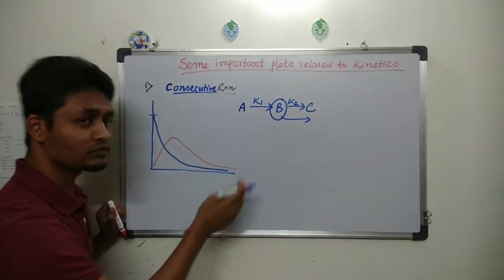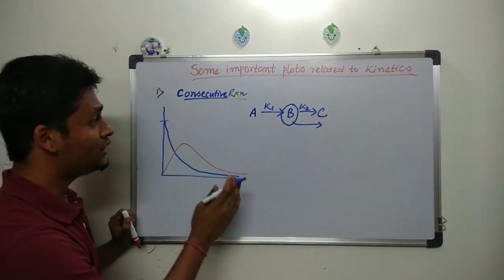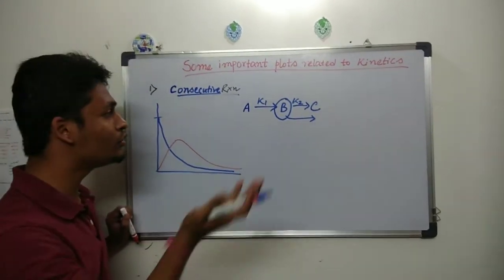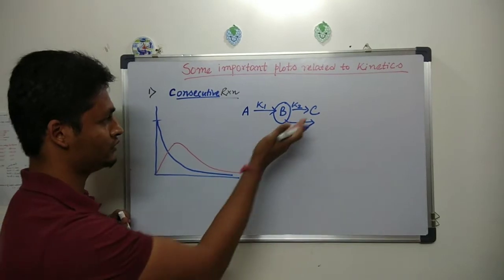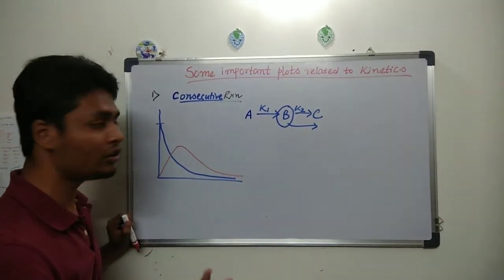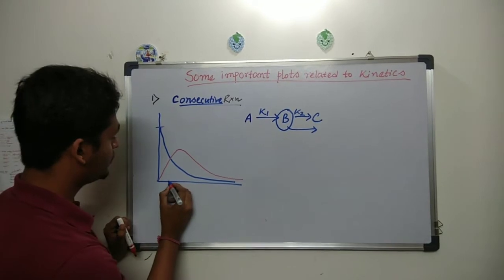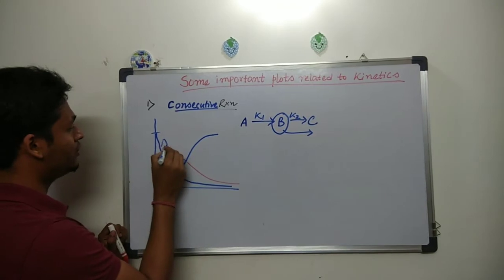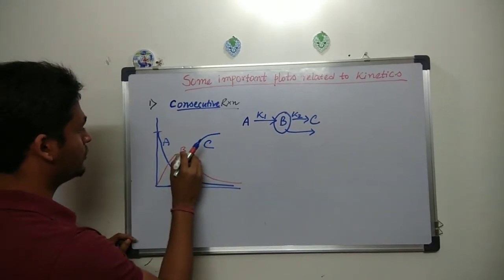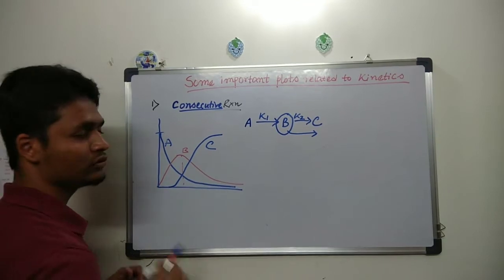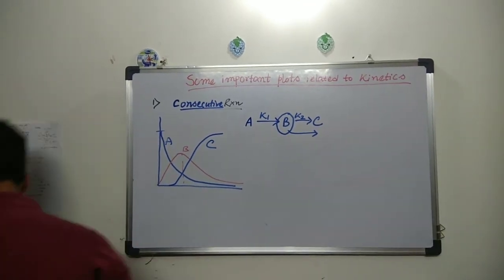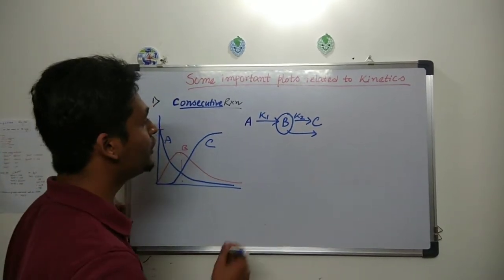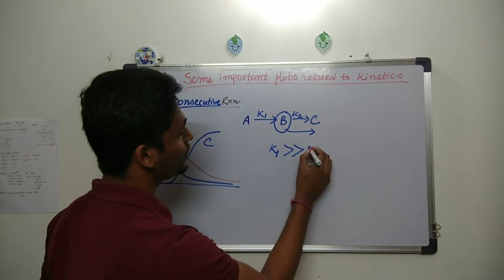But C is only forming, and there is a time lag. Why? Because at first B should form. How can C form if B is not forming? So there will be a time lag, and after the time lag it is only forming like this. So this is your A, this is your C, and this is your B. There should be a maximum, and there are some equations so you can get the B max value.